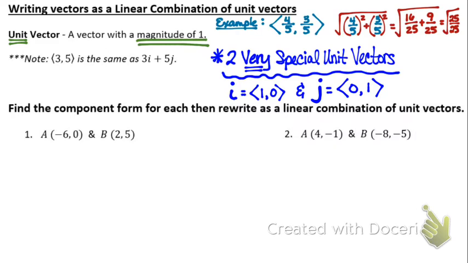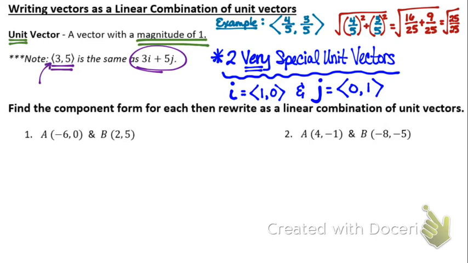I can take any vector that is written in component form, in wedge notation, and I can write it as a linear combination of a scalar, that's magnitude only, multiplied by one of these unit vectors. And that's what we've got written down right over here. I can write something in wedge notation as 3, 5, or I can write that as 3i plus 5j.